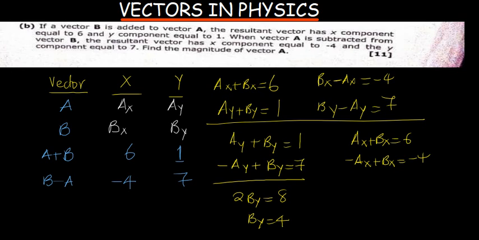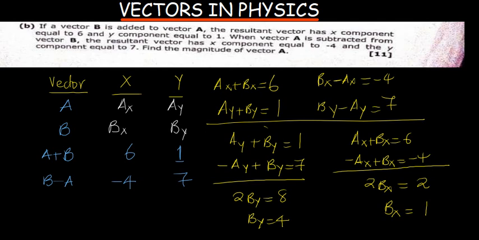And then also this side, ax plus negative ax, that will give us 0. Bx plus bx, that will give us 2bx. And that will be equal to 6 plus negative 4, which will be just a positive 2. And then to remain with bx, divide both sides by 2. Bx is going to be a 1. So we found by and bx. Now what will be ax and ay?